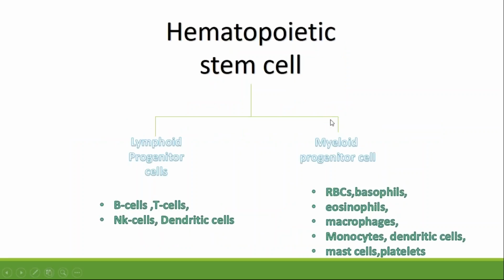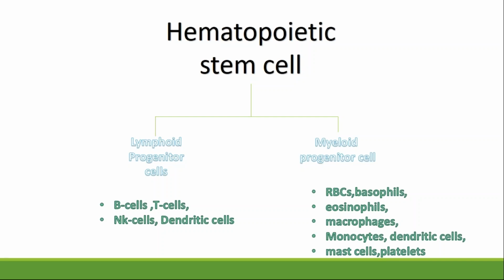So what are the cells of immune system? Cells of immune system are all those blood cells which help in defending our body from the antigens and from the foreign particle which tries to enter our body.